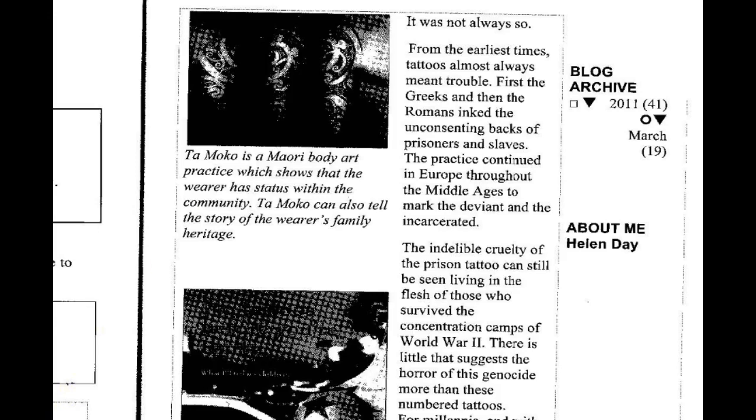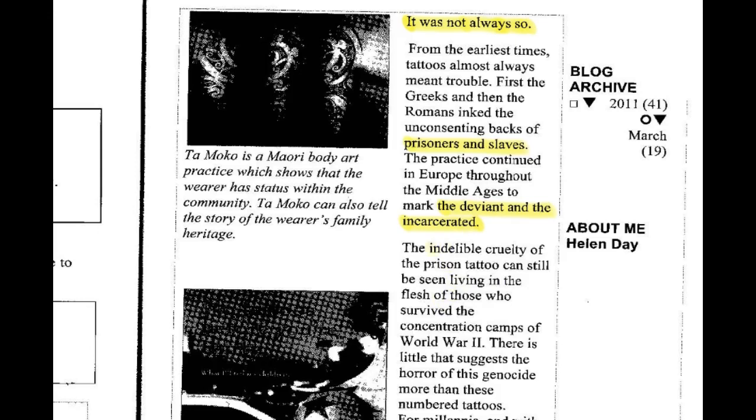Okay, then the author continues with the blog. It was not always so. That's an isolated sentence, so that suggests that it's important. From the earliest times, tattoos almost always meant trouble. First the Greeks and then the Romans inked the unconsenting backs of prisoners and slaves. The practice continued in Europe throughout the Middle Ages to mark the deviant and the incarcerated. Okay, so this is looking back at some history. Okay, we can look at prisoners and slaves, the deviant and the incarcerated. That seems to support what the author was saying at the beginning.